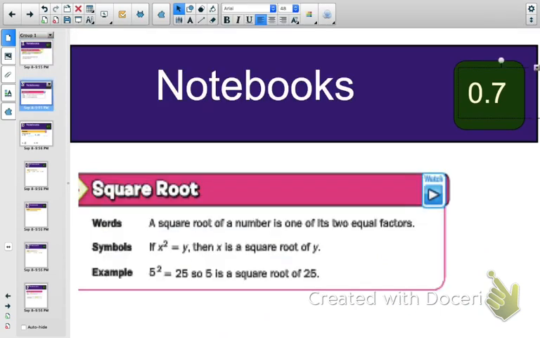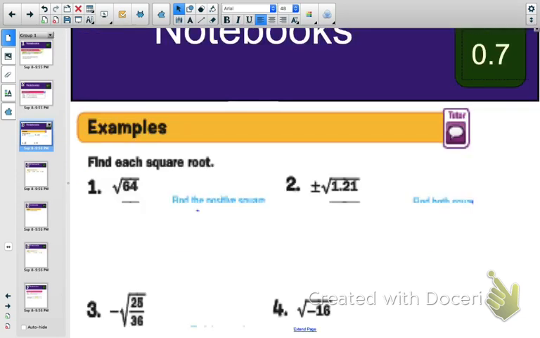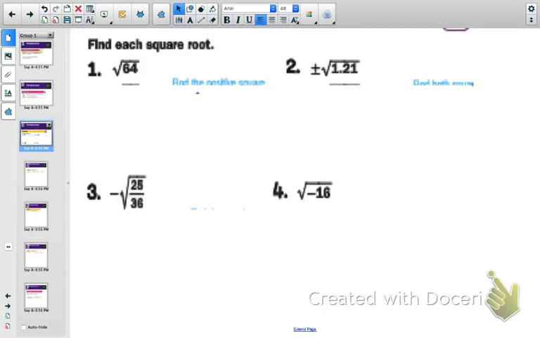Again, the square root of a number is one of its two equal factors. Remember, factors are when you're multiplying things. If x squared equals y, then x is the square root of y. 5 squared equals 25, so 5 is the square root of 25. Hopefully this is not a new concept for you. I don't know why this is so blurry, but we're going to have to deal for today.